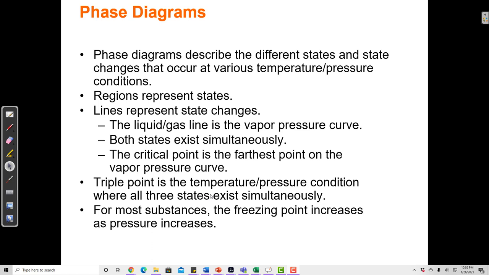So believe it or not, there is a point for every substance at which it is a liquid and a gas and a solid all at the same time. It's a certain temperature and a certain pressure. So we'll look at different phase diagrams. And for most substances, the freezing point increases as the pressure increases.